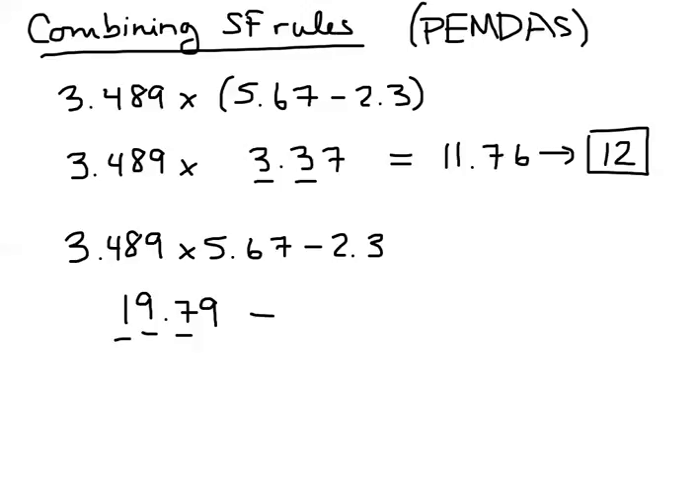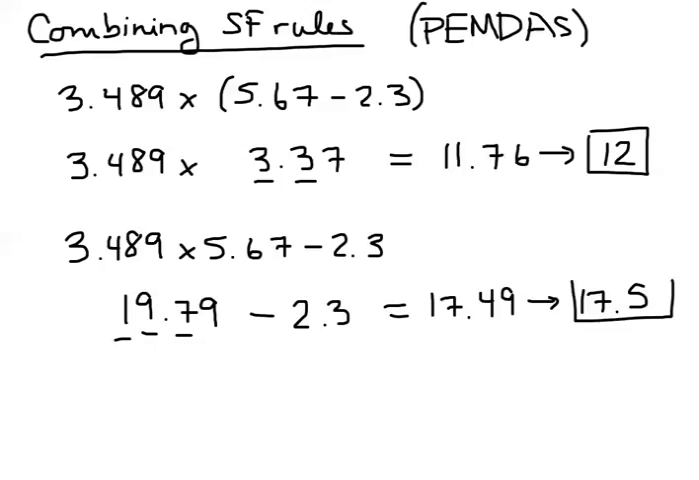And then I subtract 2.3. Now, what's special in this case? What are they both specific to? The tenths. So our answer should be specific to the tenths, which gives us 17.49, which we round to 17.5 to have it specific to the tenths. Not only did our answer change from 12 to 17.5, our number of significant figures changed from 2 to 3.